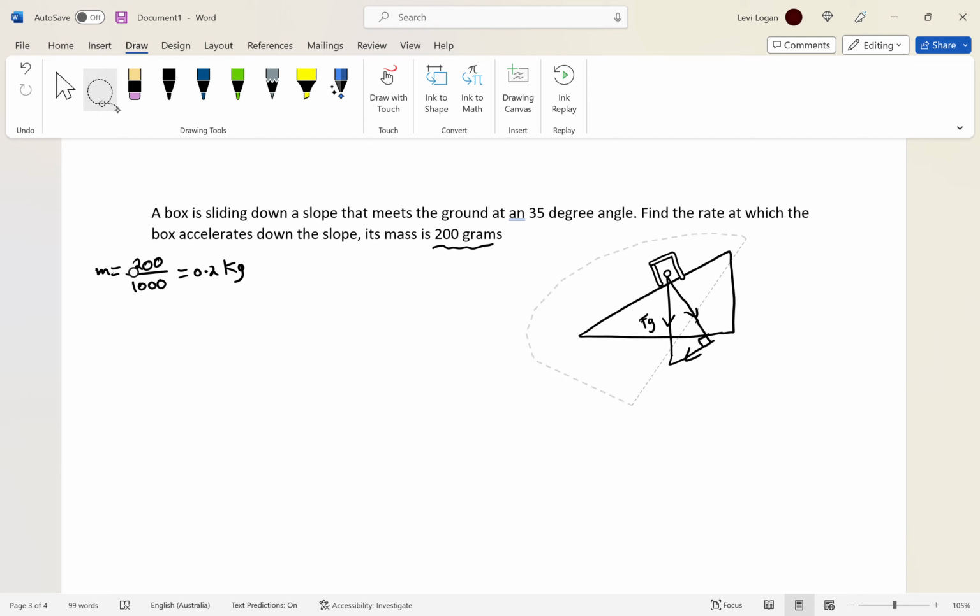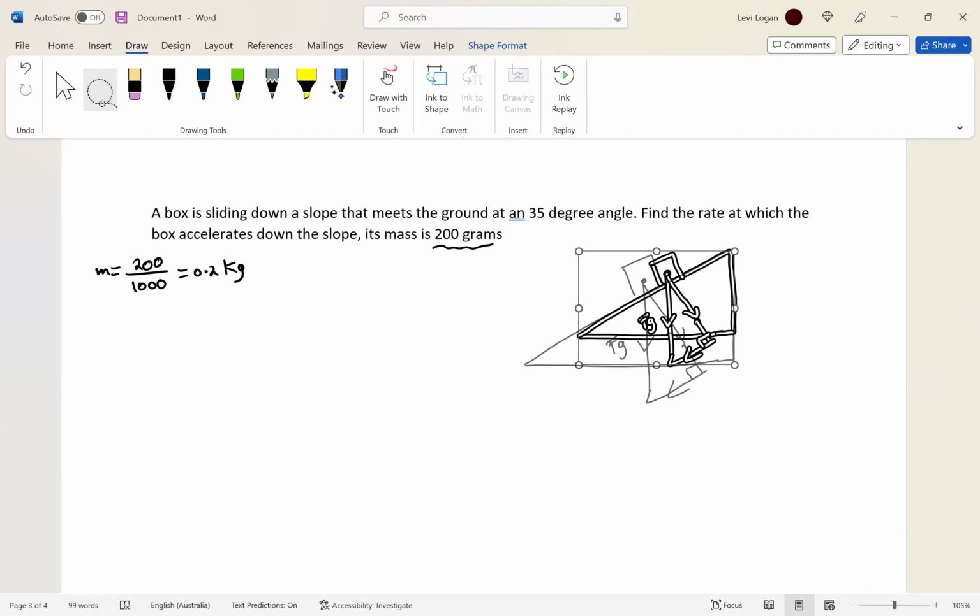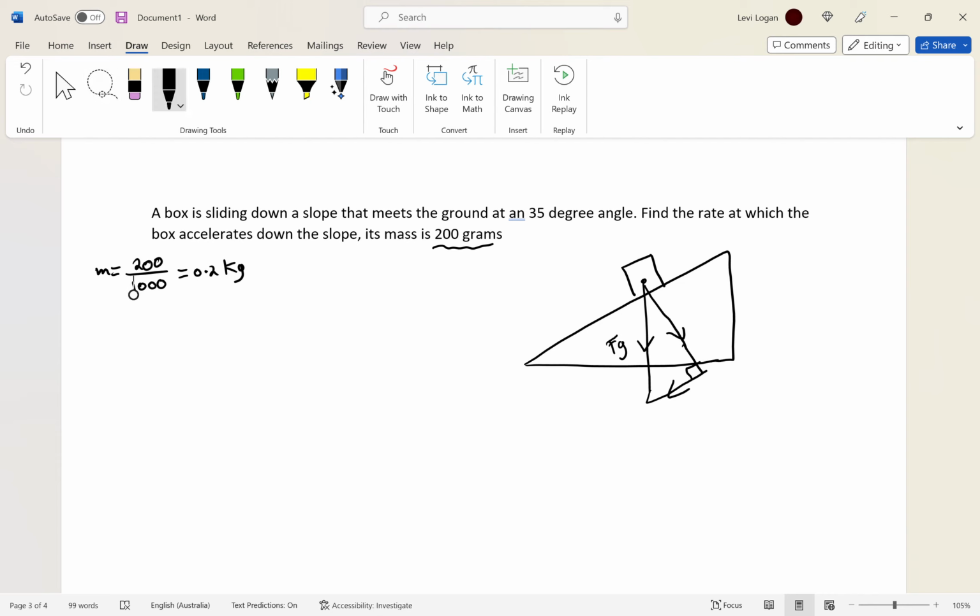Let's just make this a bit bigger so I can draw on it. So F of gravity goes straight down. When you're drawing this triangle here, always have the force of gravity going straight down. It's the hypotenuse of this little force triangle here. Okay, so this is FG, this is FN, and this is FX.